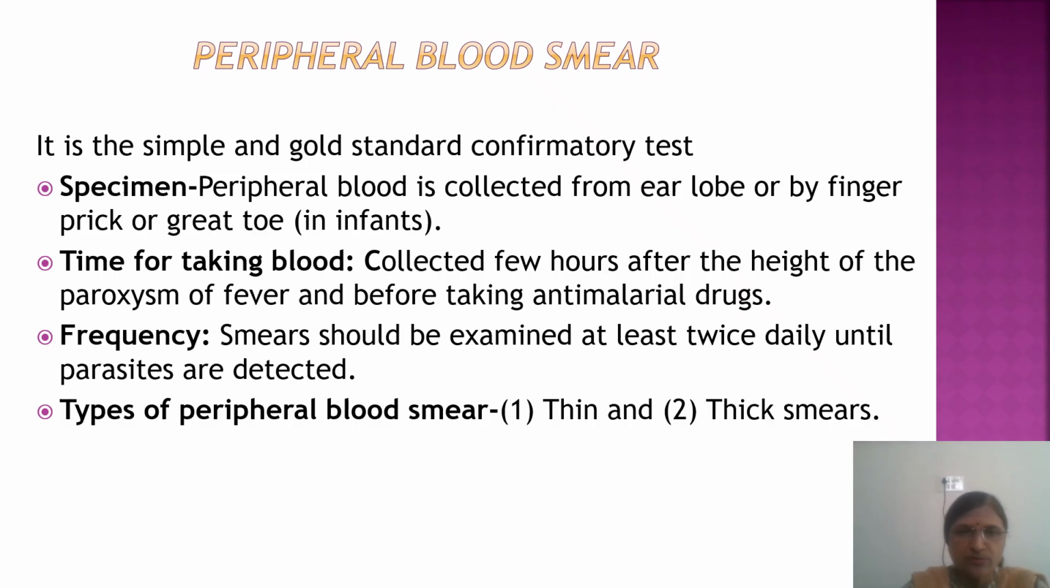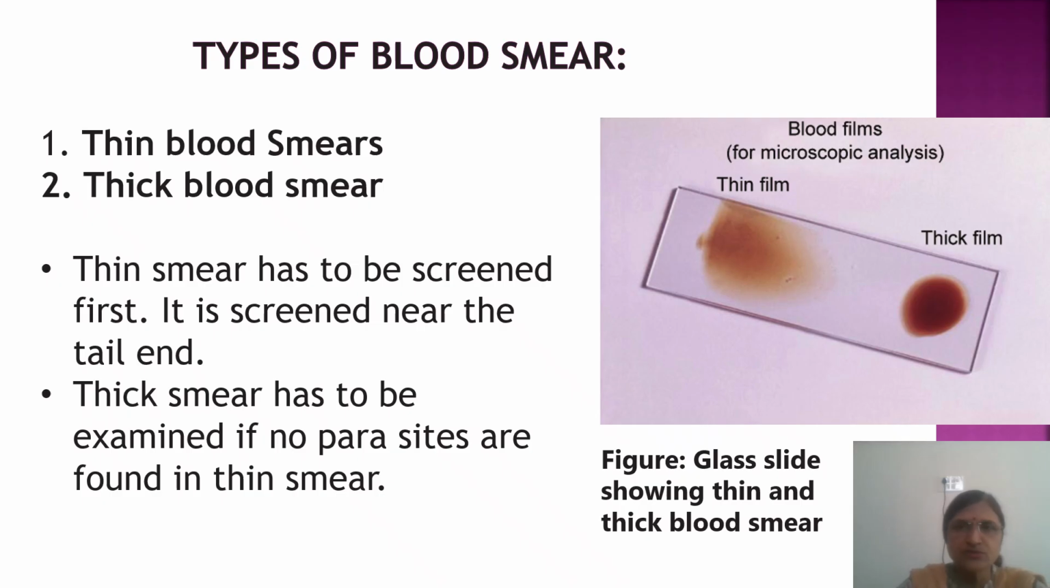So now the types of peripheral blood smear are thin and thick smears. In this picture you can see a thick and a thin smear. First the thin smear should be screened, and if you don't see parasites then you can go for the thick film, or in some places they go directly for the thick film because it is more sensitive.